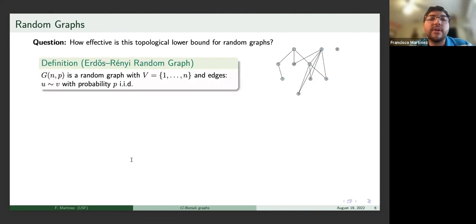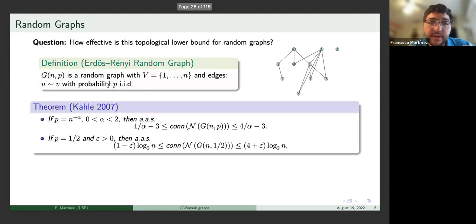We can, of course, talk about the Erdős–Rényi random graph as a model to test this. The Erdős–Rényi random graph, let me remind you, means that we have n vertices, and then for each pair of those vertices, we add that edge with probability p, independent from all the other edges.